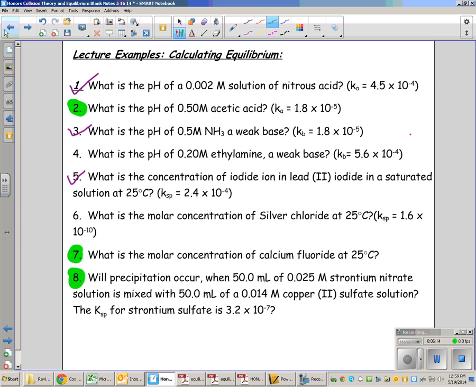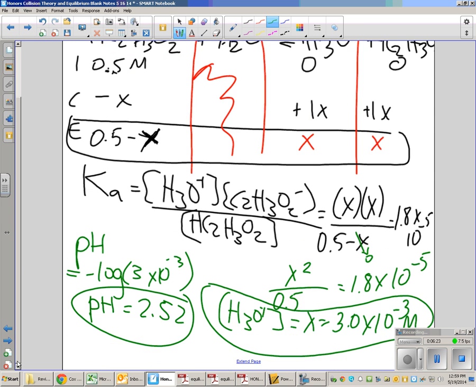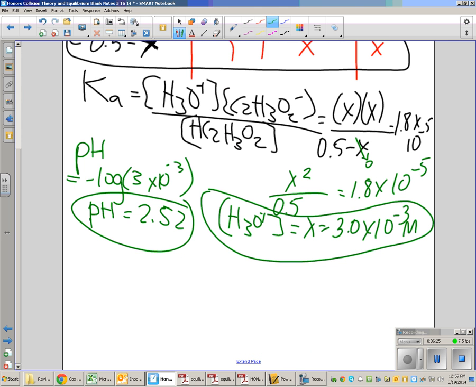Alright, I will go back in just a second. Number 2: 0.2 molar of ethylamine, a weak base, with KB of 5.6 times 10 to the negative 4th. Okay. I'm telling you right now, you will see this on your test. Not the same numbers, but the same process.